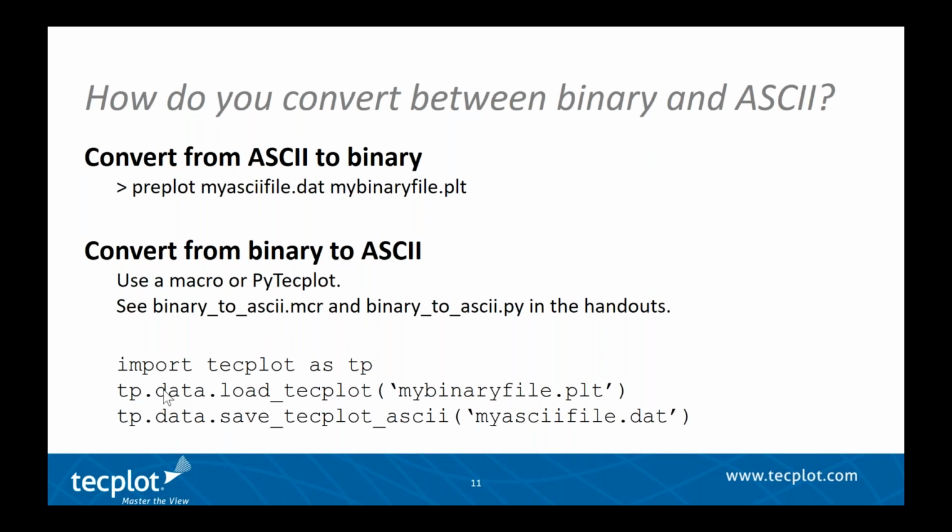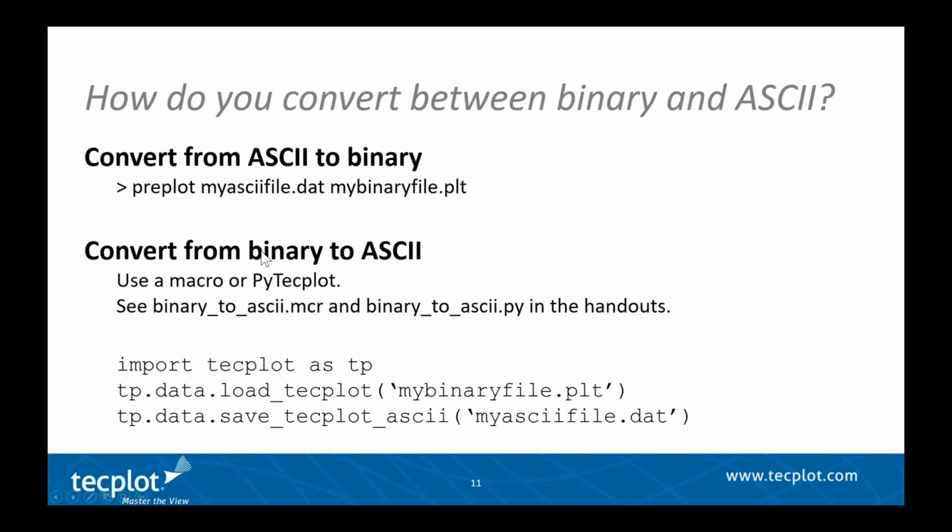Okay, so question is, how do you convert from ASCII to binary? Well, that's really easy. You can use a utility called preplot. This is included with Tecplot 360, and it's housed in the bin directory underneath the Tecplot installation. You just pass it an ASCII file, .dat, and tell it the file name that you want as an output, and it will do the conversion for you. A note about ASCII data: whenever Tecplot 360 loads an ASCII file, we actually convert it to binary as it's being loaded. So it's going to be in your best interest, if you need to load that file over and over again, to do the conversion once, and then you're going to save yourself time overall.